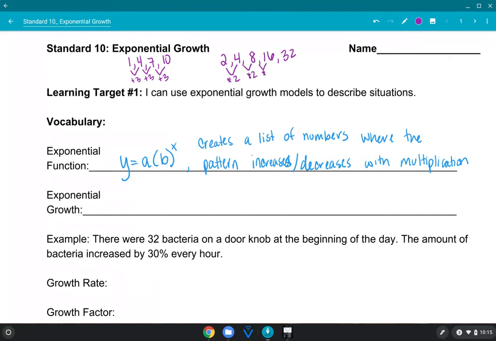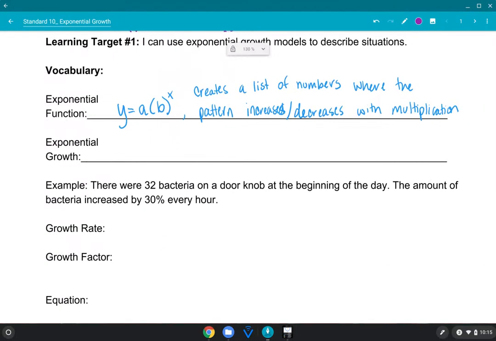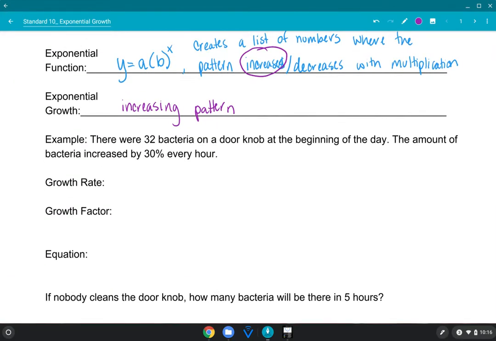So the pattern is multiplying. And what we're going to be talking about right now is exponential growth. So that's where it increases. So, an increasing pattern. And some of you guys may have heard people say, oh my gosh, it's increasing exponentially. That means that it increases really fast. Whereas if it increased linearly, it would just do the same thing each time. But exponentially means that it increases really quickly.